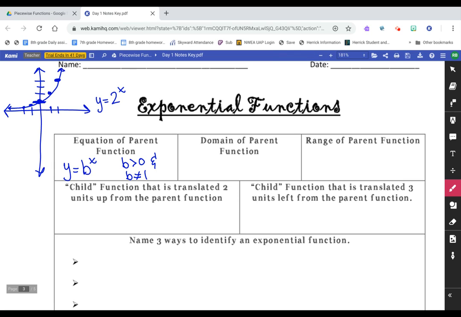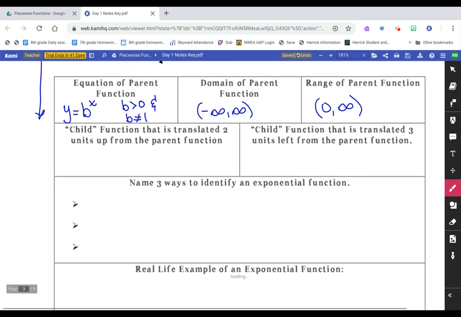So that would be a parent function if the base was 2. So the domain of the parent function is going to be all real numbers. So the range of the parent function would be greater than 0 all the way to infinity. And realize that we are not including 0 in the range. It's going to be above there.